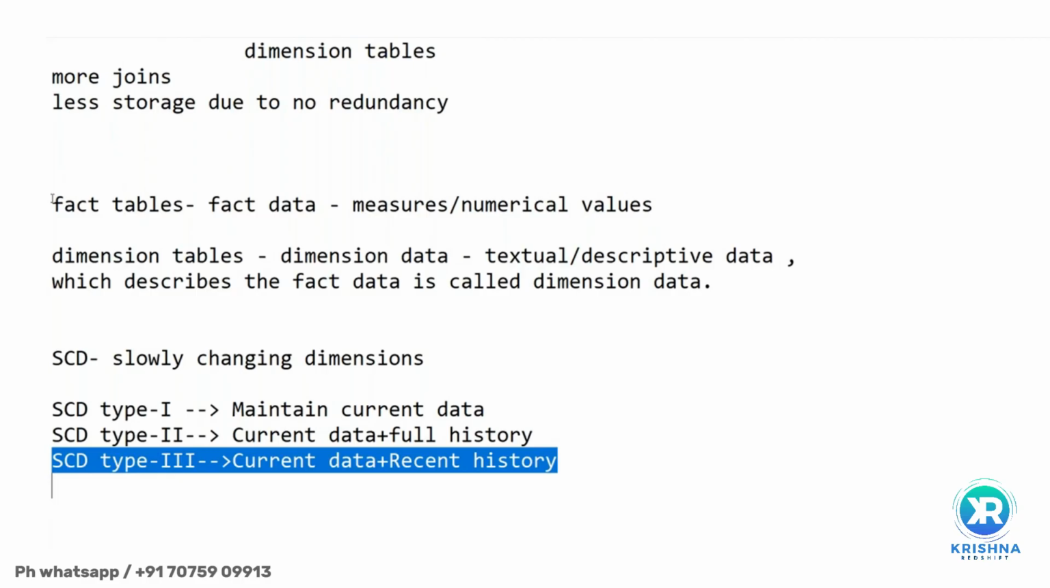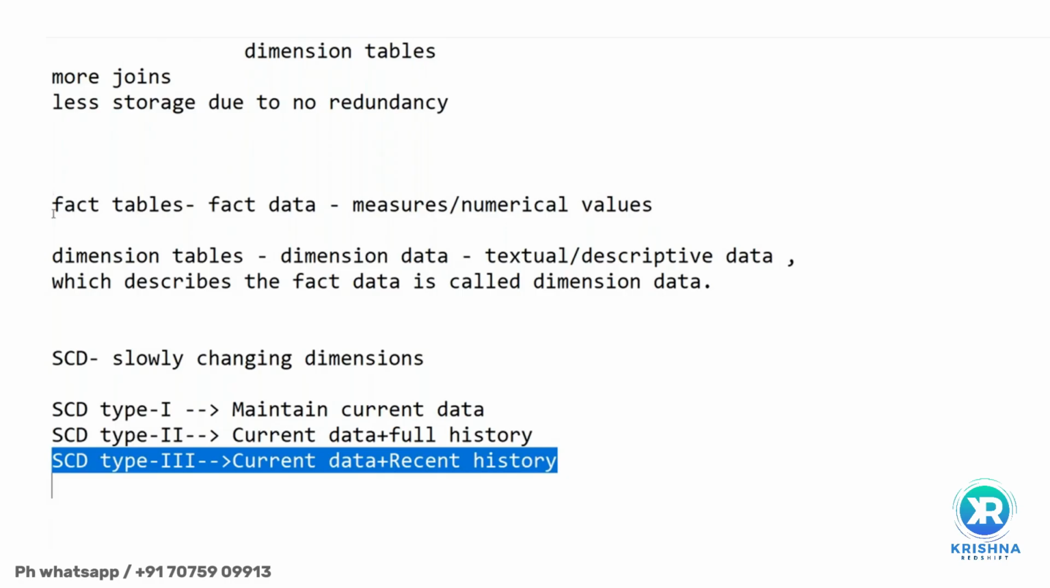What is SCD type 1? It will have only current data. What is the current list of employees? That will have only SCD type 1. In the case of employees, it should have only current active employees. So that is one requirement. And customer care, they need to have some 3 months or 4 months of access. That is a different requirement, SCD type 3.